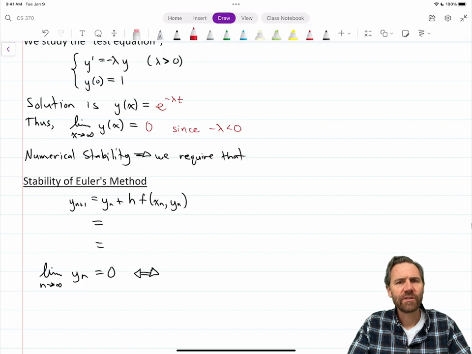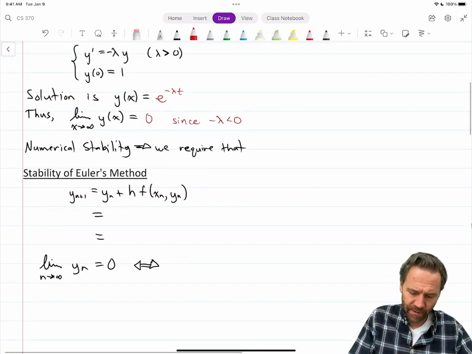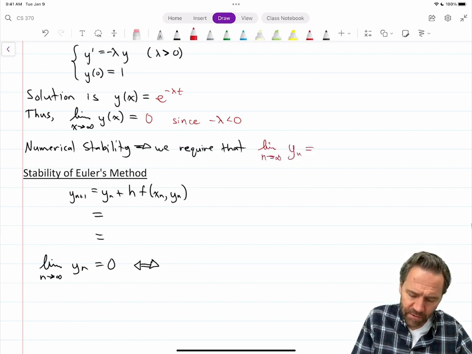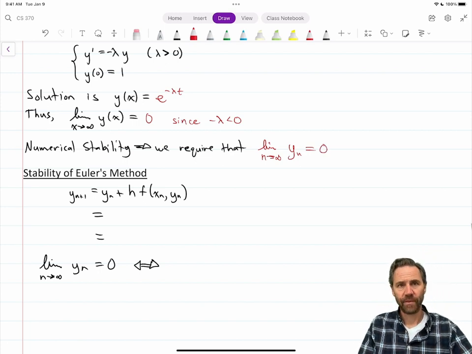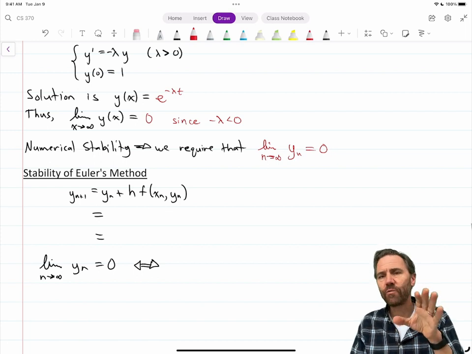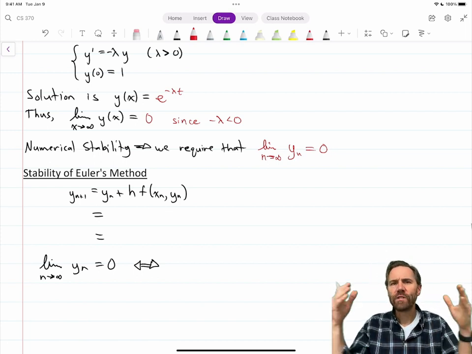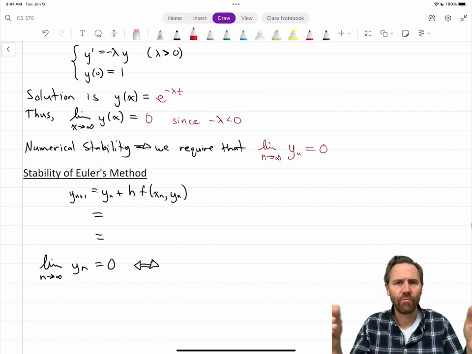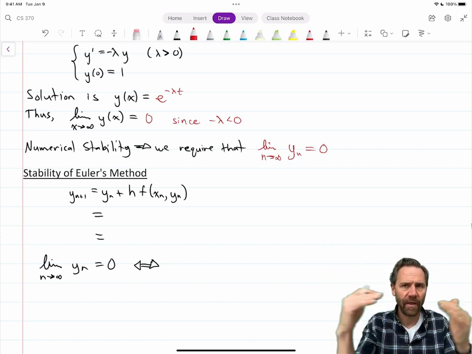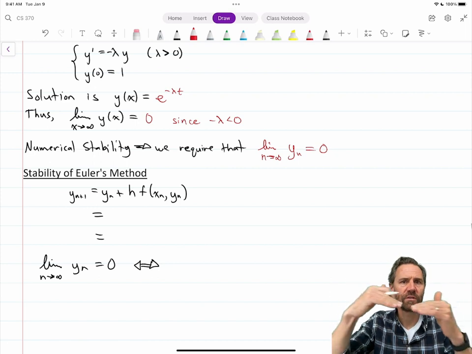So for numerical stability, we require that the limit as n goes to infinity, number of steps goes to infinity, of y sub n also equals 0 for this test equation. And this test equation, like I was saying, once you zoom in on an equilibrium, they all look the same. So wherever your equilibrium is, you just move it to 0, and then you expect your solutions to converge to 0.